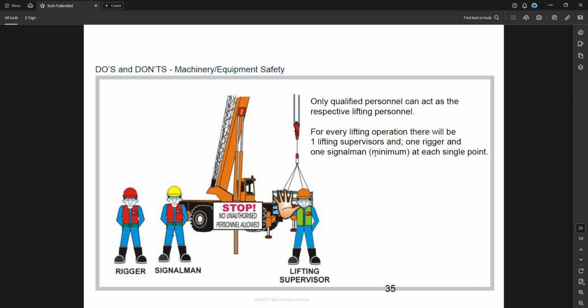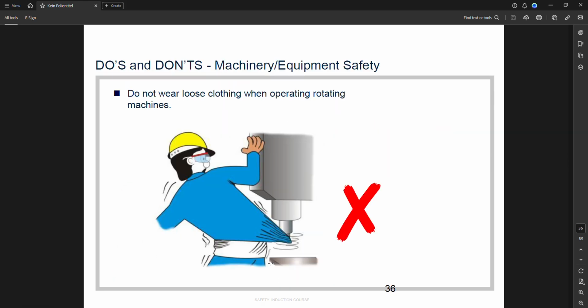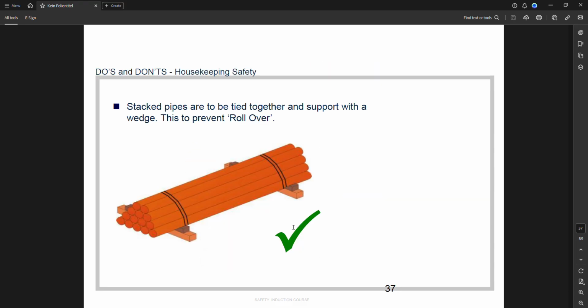For lifting activity, only qualified personnel can act as lifting personnel. We need to have a lifting team with a lifting supervisor, signalman, and rigger. You can see this picture. Be aware when you work on site. When we lift the material, please stack the pipes similar to this and tie them together.